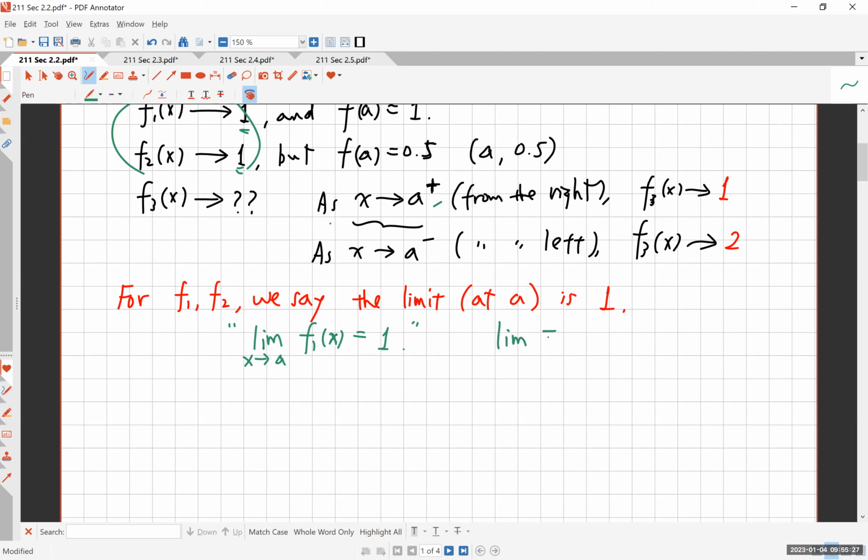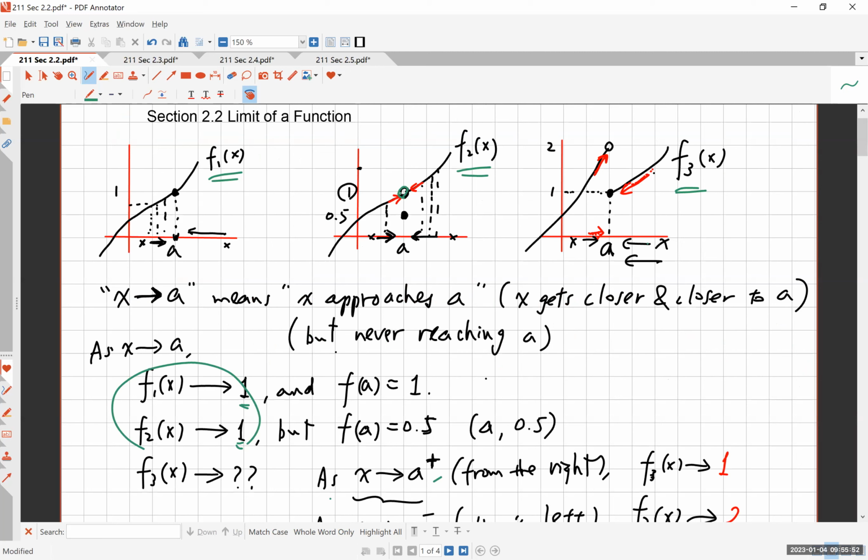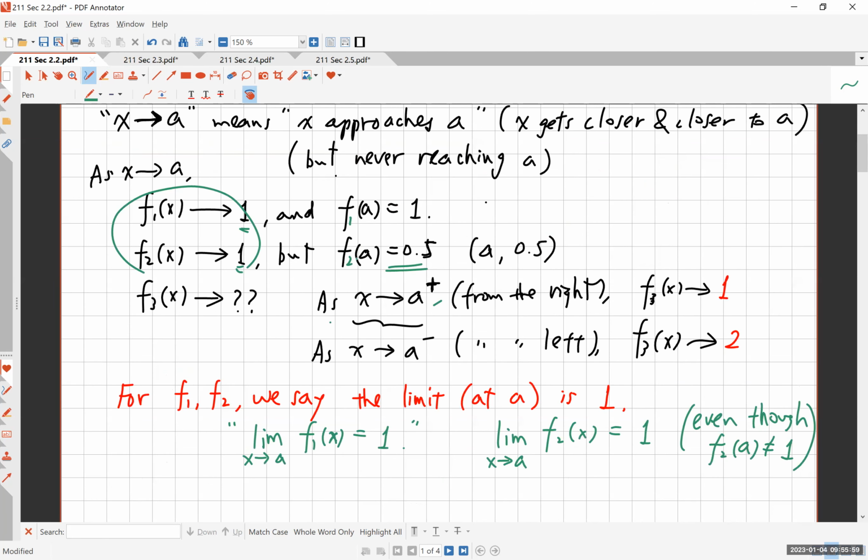Also, I said the same thing about f2. The limit of f2 as x approaches a is also 1. Even though, and this is important, even though f2 of a is not equal to 1. Remember that? Because f2 had a hole right here at this point a. So f2 of a actually is 0.5, right? But, oh, so I should say this, okay?